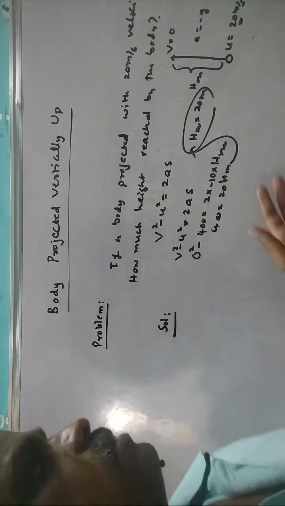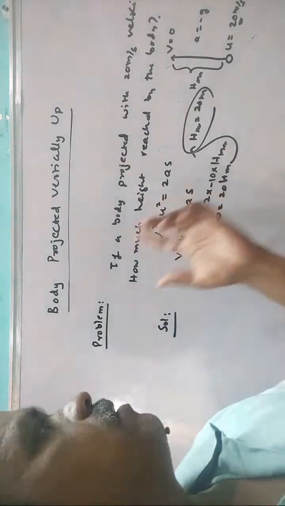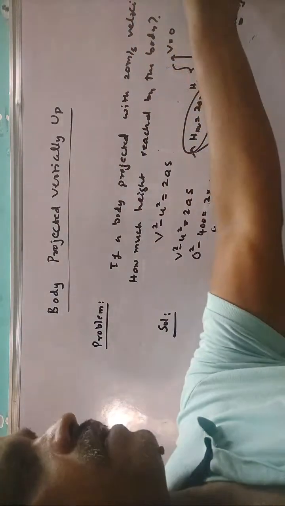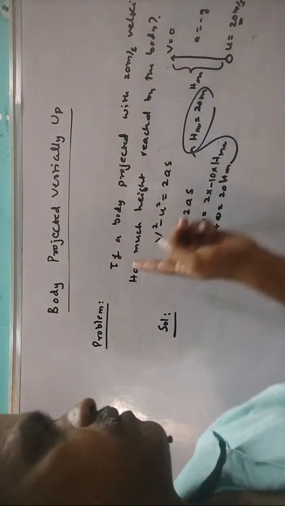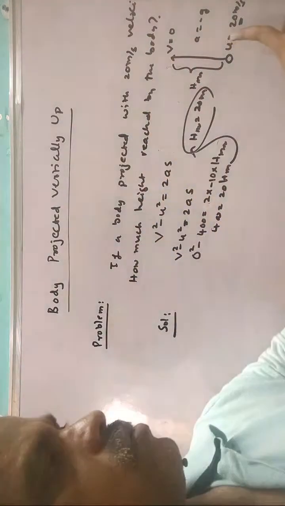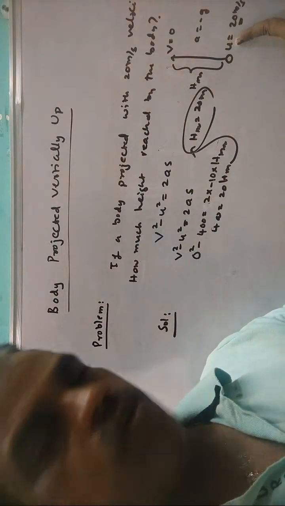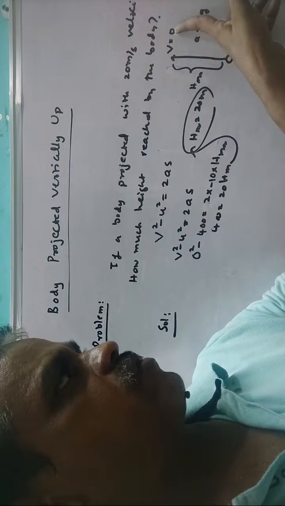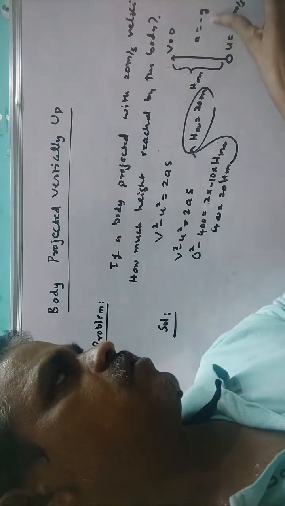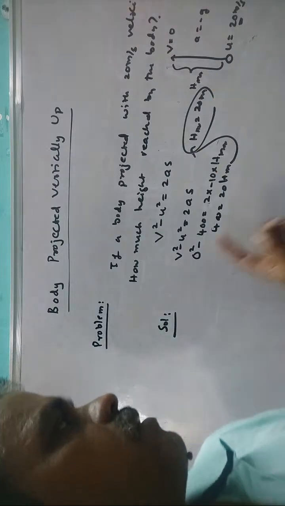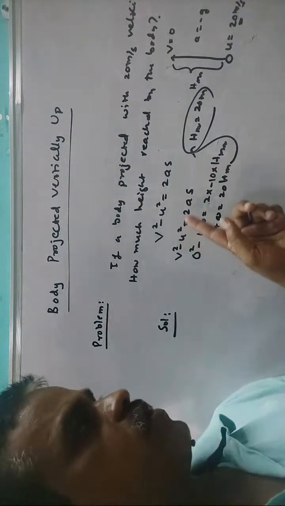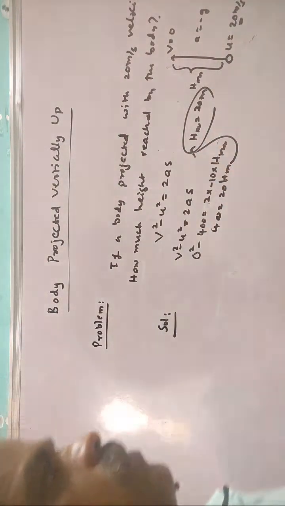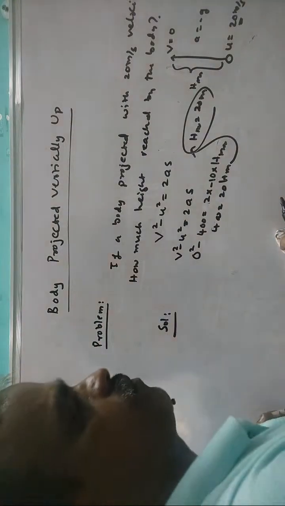So what is the problem here? If a body is projected with 20 meter per second initial velocity vertically upward, how much height is reached by the body? So we projected with u equal to 20 meter per second. It reaches maximum height, and at maximum height v equal to 0. The acceleration of the body is a equal to minus g. H max we have to calculate. So this is the formula: v square minus u square equal to 2as. Just calculate, 20 meter. So just copy it. I will give one more problem.